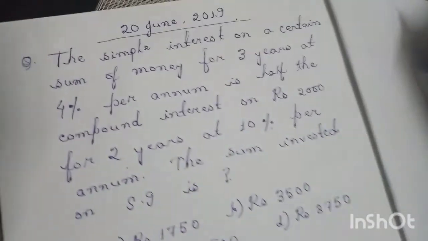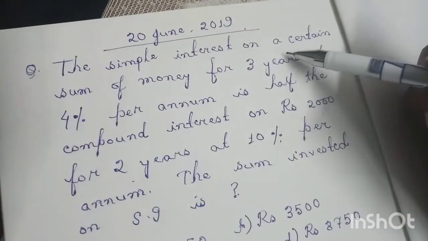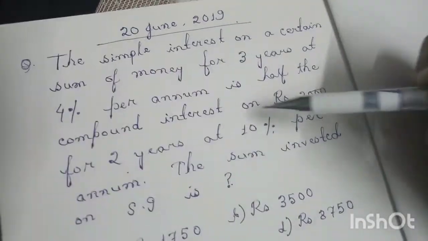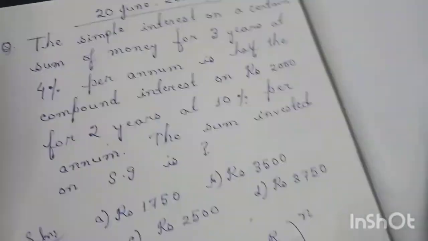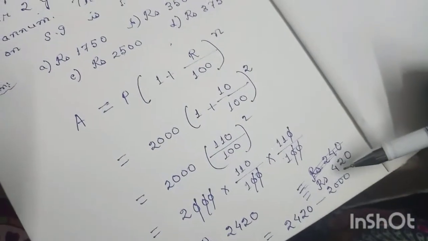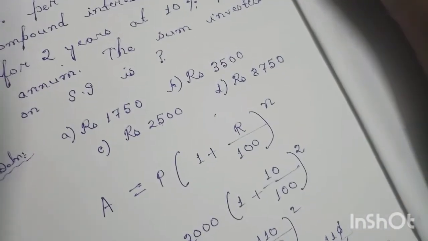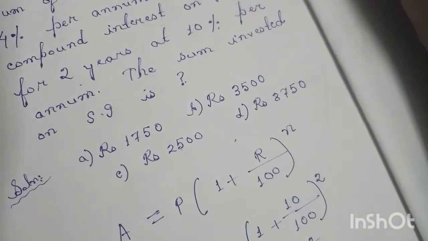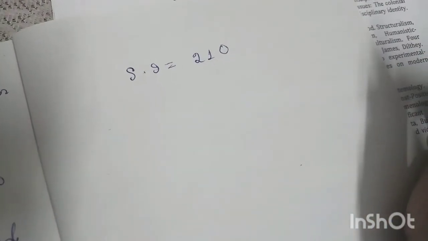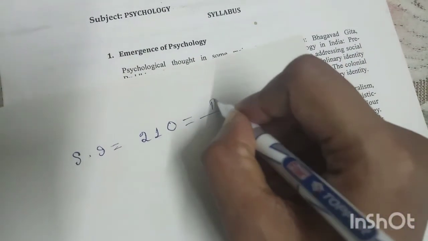Now let's come to the question again. The simple interest on a certain sum of money is half the compound interest. So what is the half of rupees 420? It is rupees 210. So the simple interest here is 210, which is half of the compound interest that we have found. Now we will have to apply this in the formula for simple interest to find out the sum, which will be our answer.